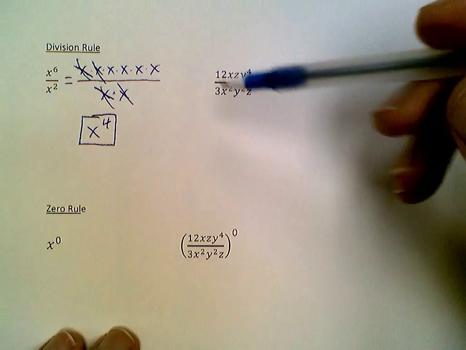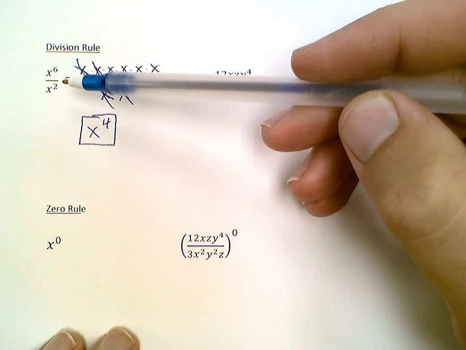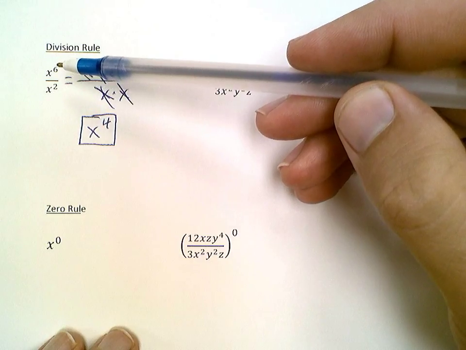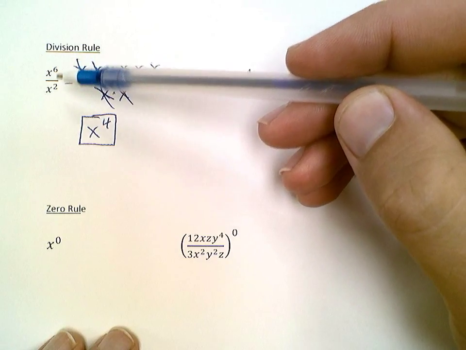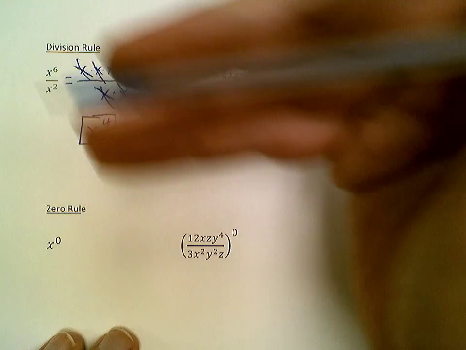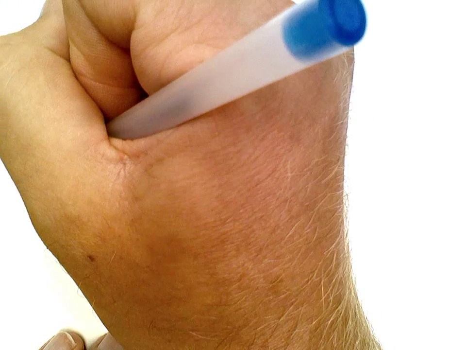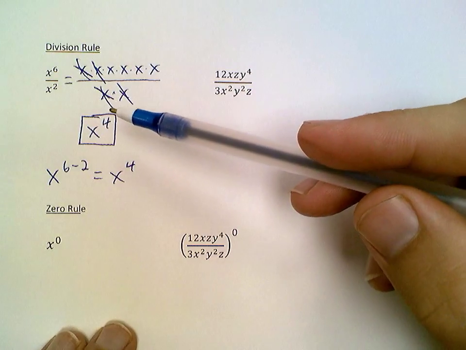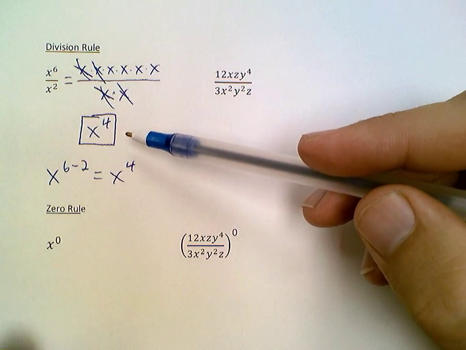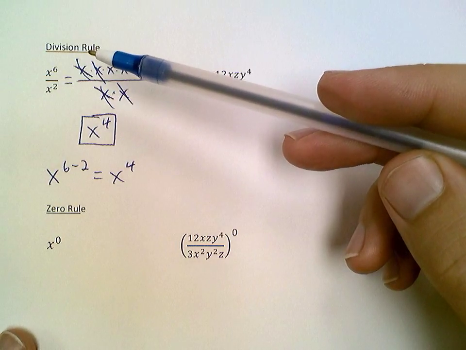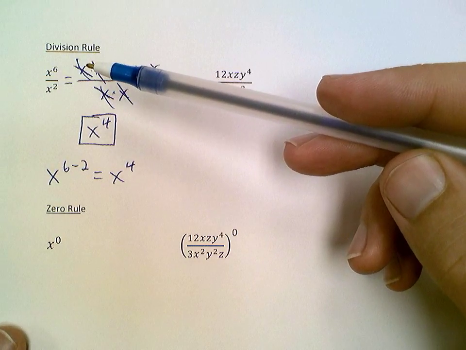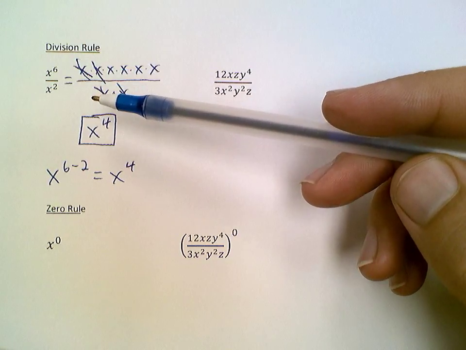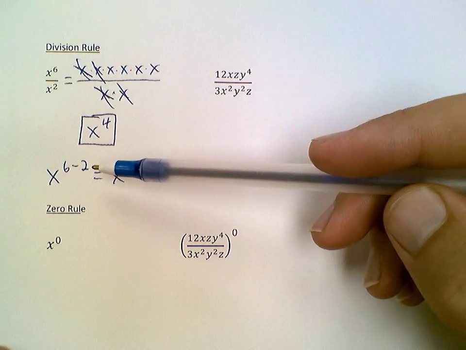Now the shortcut for this, the division rule, is if you have two things with the same base in the numerator and denominator, you can simply subtract the exponents. So x to the sixth over x to the second can be thought of as x to the 6 minus 2, and 6 minus 2 is of course 4, so x to the fourth, which is what we got. Another good way to remember this is the division rule is basically opposite the multiplication rule. In the multiplication rule above, we added the exponents. For the division rule, we subtract the exponents.